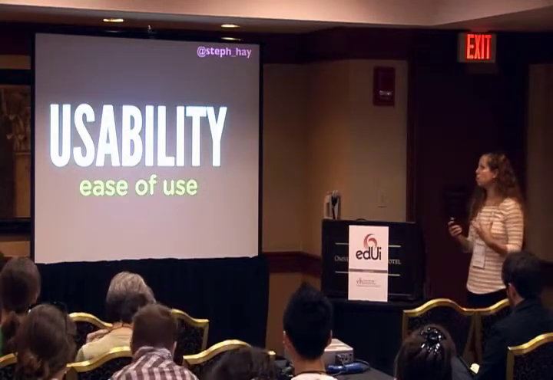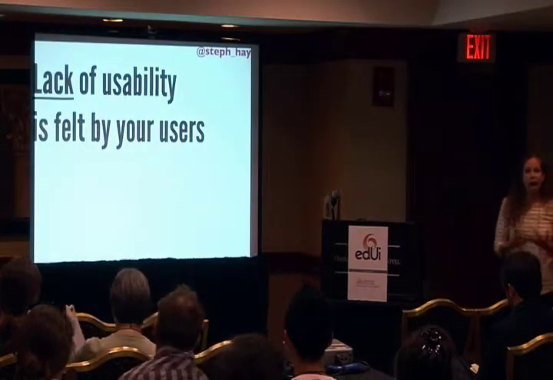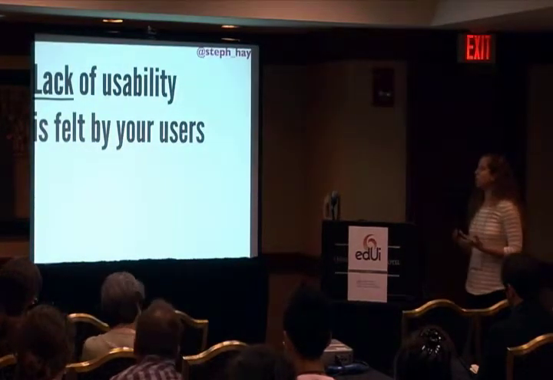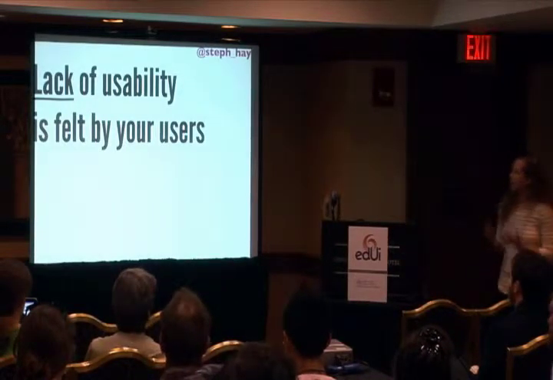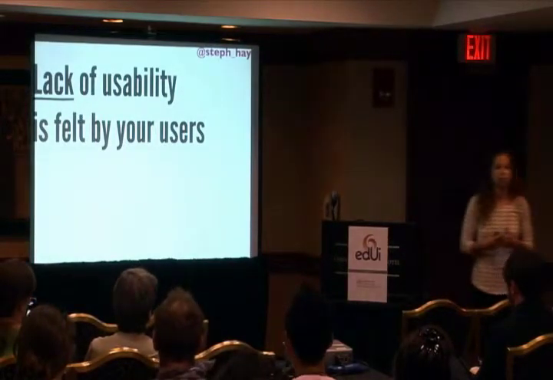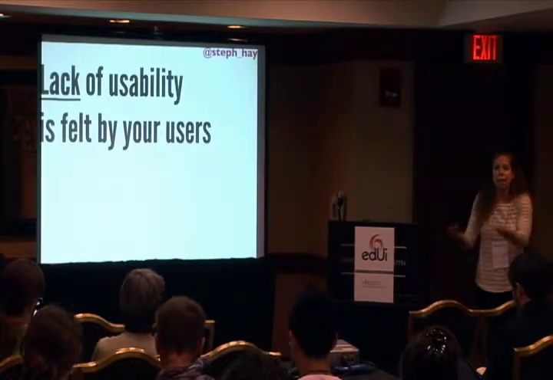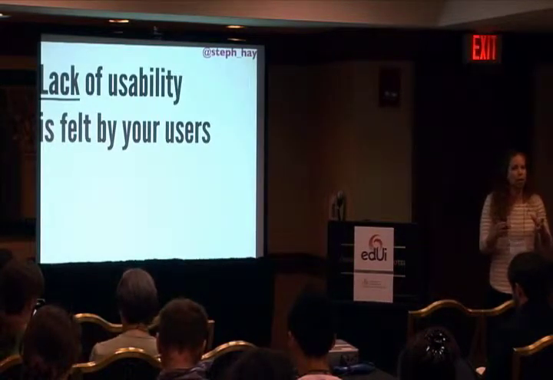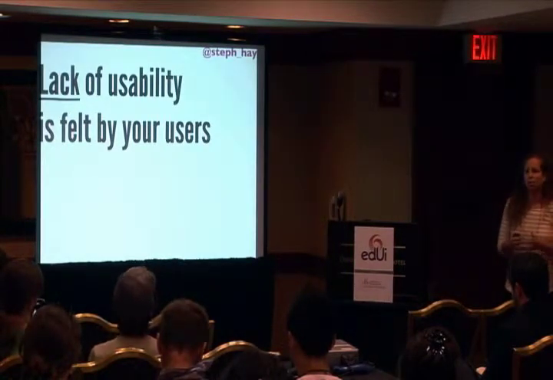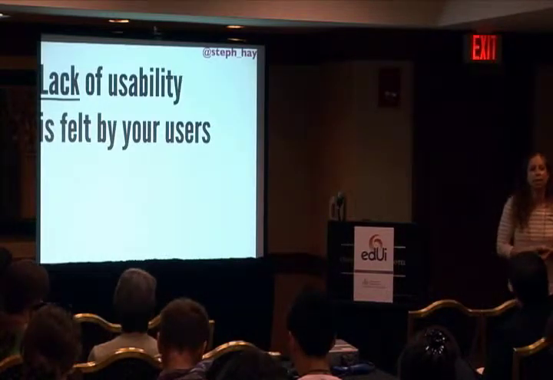So when we put those two things together, we really think about content as part of the user experience, as part of usability. We can at least start thinking about the fact that lack of usability is felt by our users, right? So I just brought up a few examples of pieces of content that affect us. We really sit and actually read them and think about why they're there. How are they helping us with usability? How are they helping us find our way on this site? How are they helping us make sense of this site?